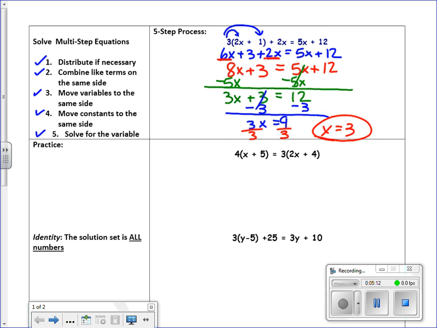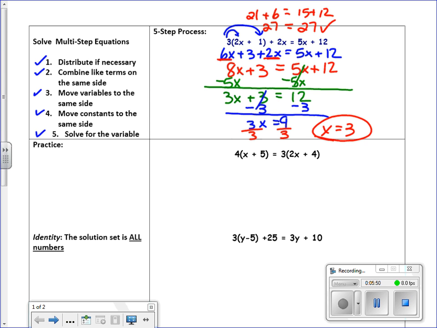Now we could go back and check ourselves, and we can say, okay, 3 times, let's see, 2 times 3 would be 6, and 6 plus 1 is 7, so 3 times 7 is 21, plus 2 times 3, which is 6, and does that equal 5 times 3, which is 15, plus 12. Let's see, 21 plus 6 is 27, 15 plus 12 is 27, and so we have a check.